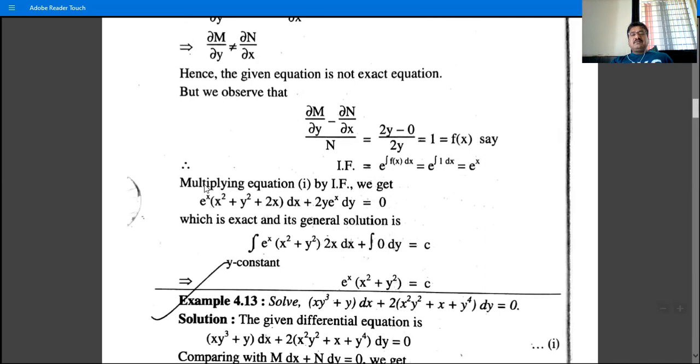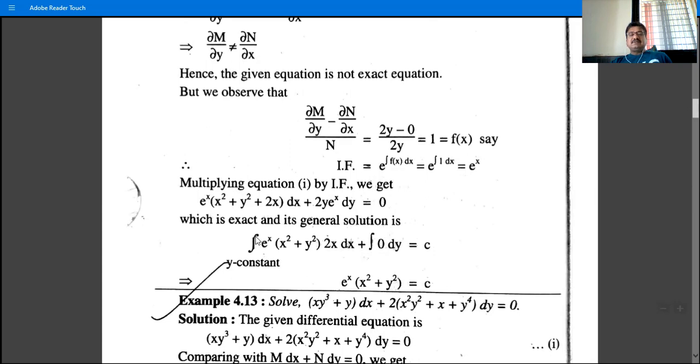If you have to check, denote this as M and this as N, and find ∂M/∂y and ∂N/∂x. We have that both are the same. So it is an exact differential equation, and its general solution is the integral of M dx plus the integral of the terms in N independent of x, dy, is equal to 0.